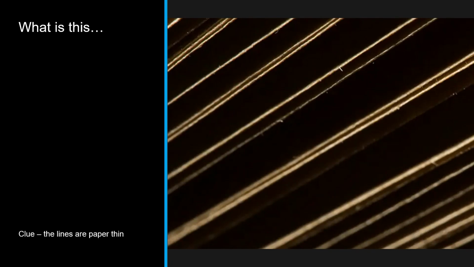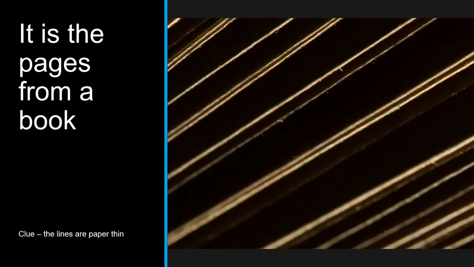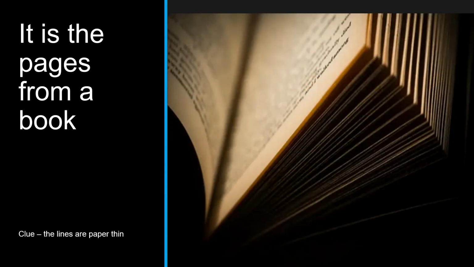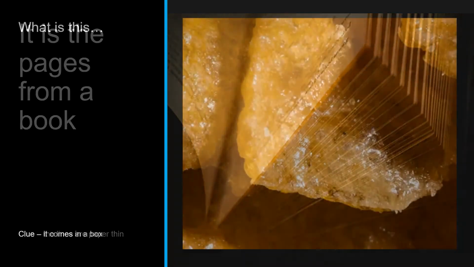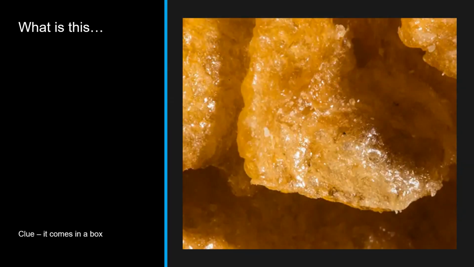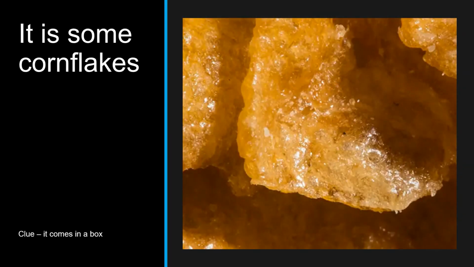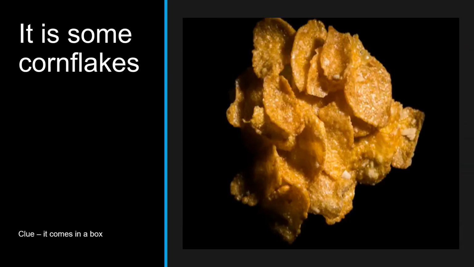What is this? And the clue was that the lines are paper thin. The lines are paper thin. Of course, it is the pages from a book. Like I said, I think that clue was a bit too easy, as it is the pages from a book, but the lines are paper thin. What is this? It comes in a box. It is, of course, cornflakes. I bet you're kicking yourself if you didn't get that one, because now that you can see it, of course they look like cornflakes. So well done if you got that one correct.